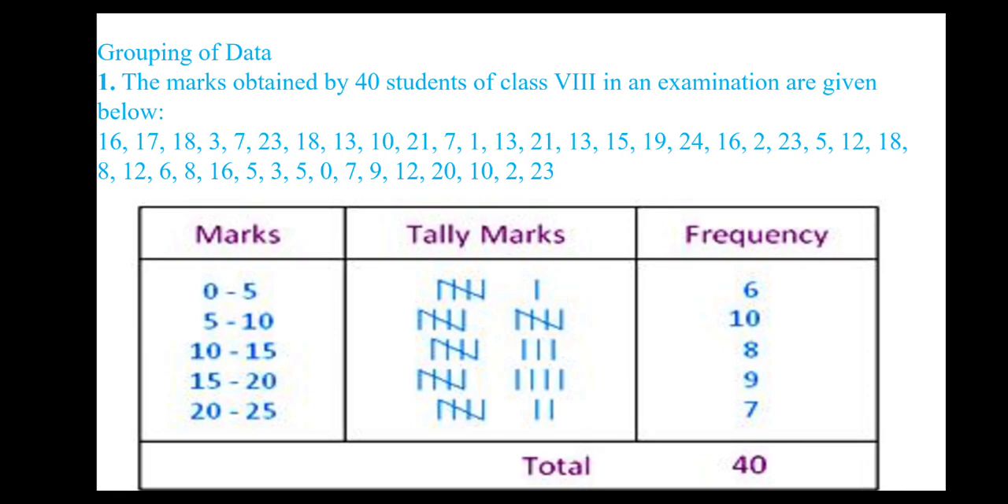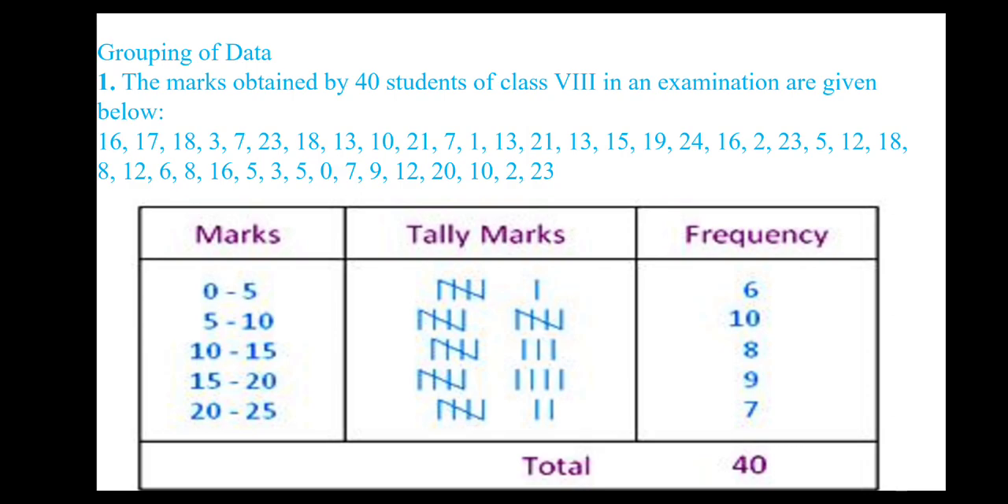Here, when you are considering, the upper limit will not be considered. That is called an exclusive class interval. Inclusive class interval means we will consider both the limits. This method is called the exclusive method. The upper limit will not be considered.